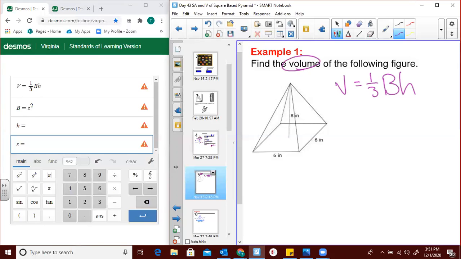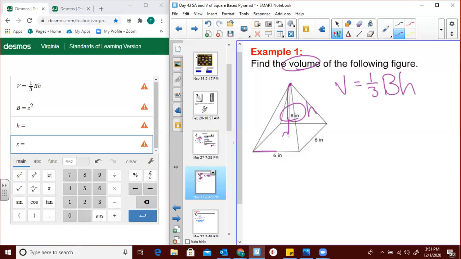All right, and you'll notice that we have this straight line going down. Sorry, it's hard to draw a straight line with this thing sometimes. Going down from the tip, and you'll see that it makes a right angle inside of the pyramid. So that means that our 8 is going to be our height.